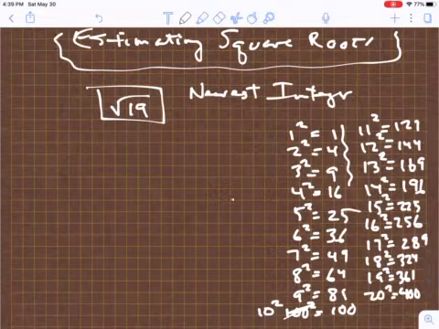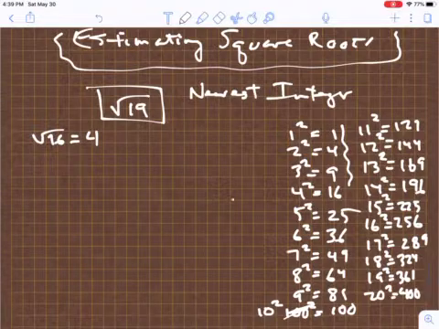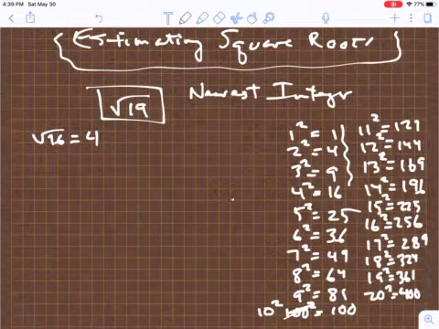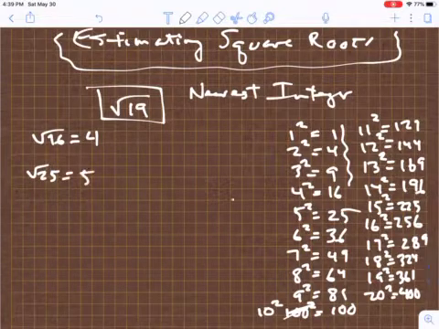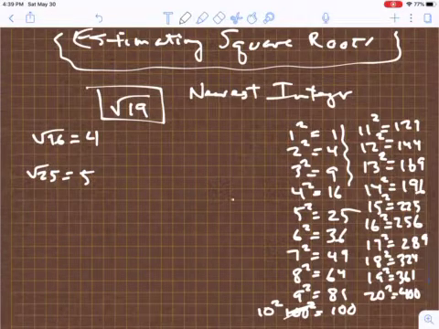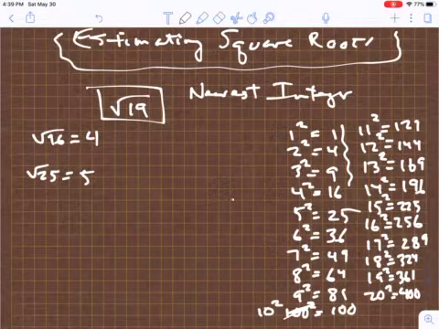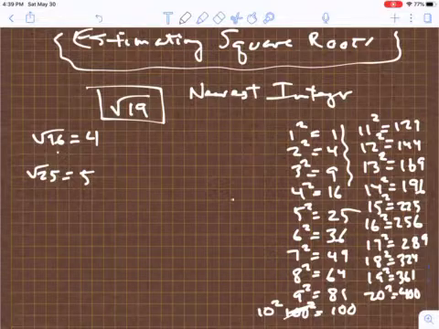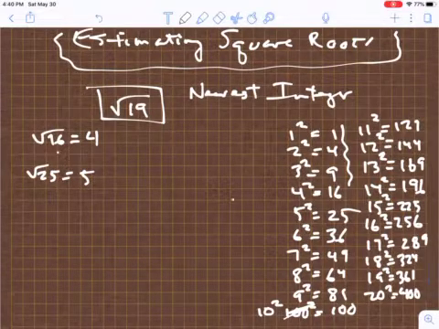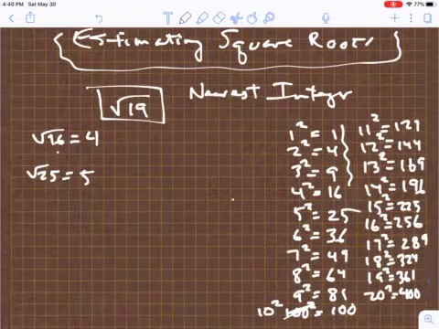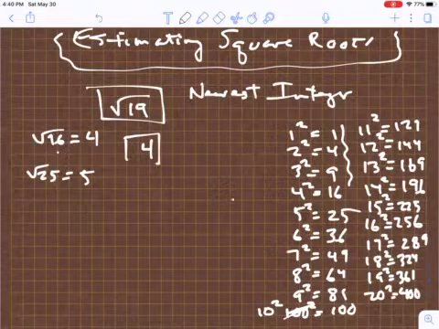If I look at this one, I know the square root of 16 is 4, and I'm looking for the square root of 19, so I know it's bigger than 4. But I also know that the square root of 25 is 5, so I know it's smaller than 5. So it's 4 point something. But is 19 closer to 16 or 25? It's closer to 16, so my square root is going to be closer to 4. So when you approximate it, the nearest integer would be 4.